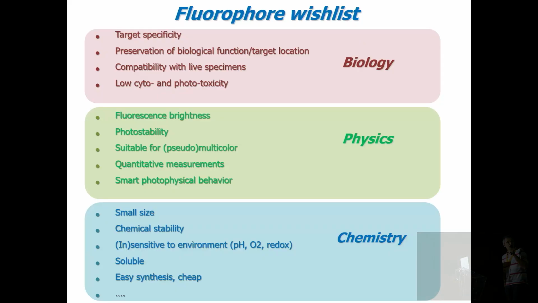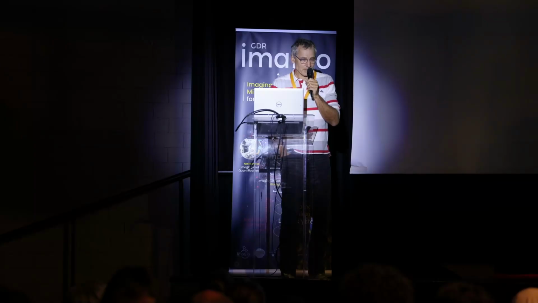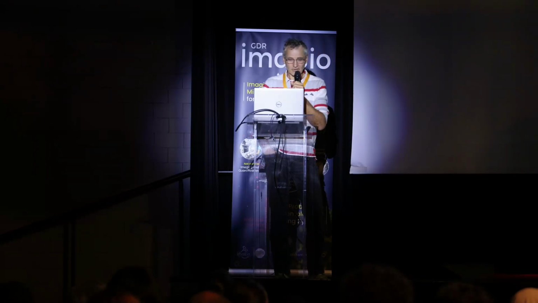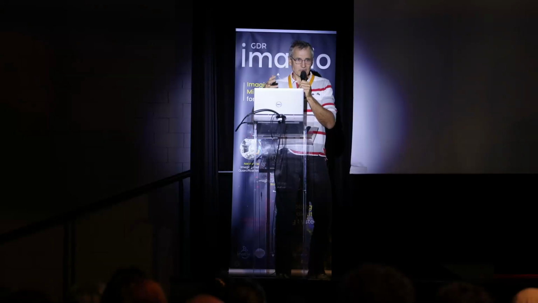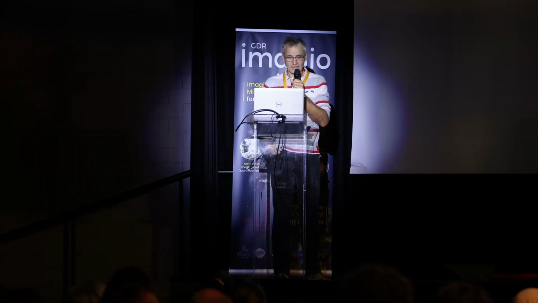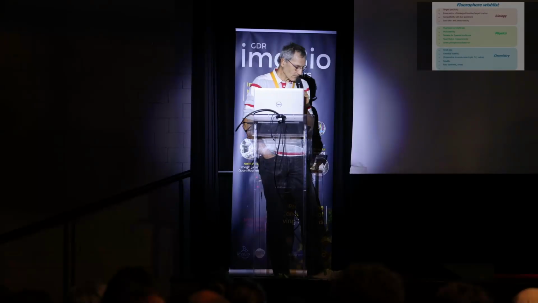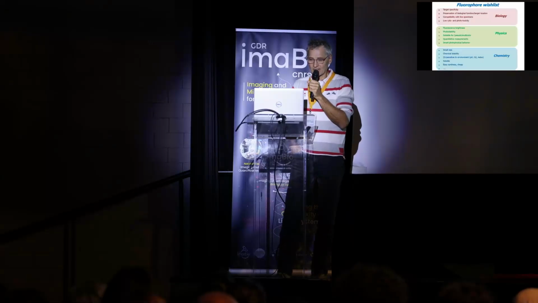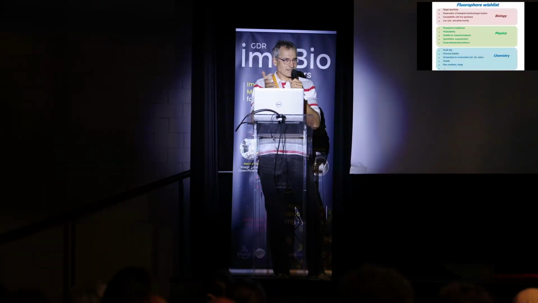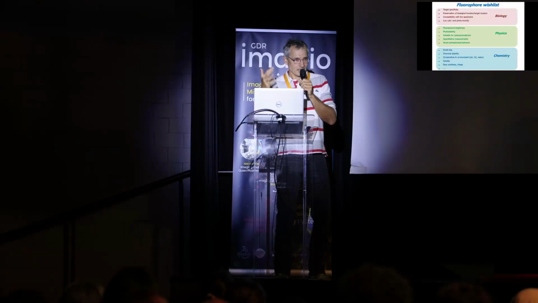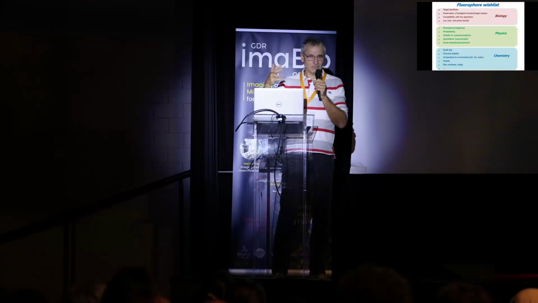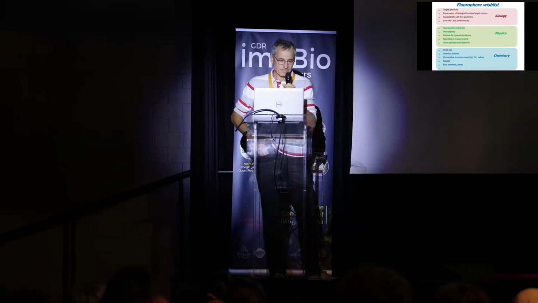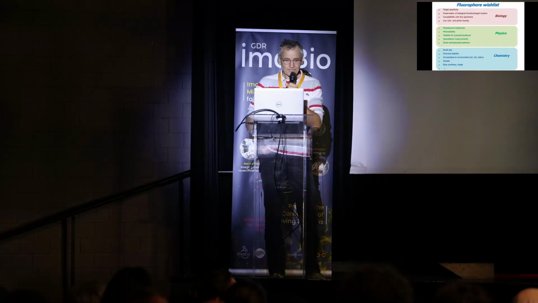When it comes to physics now, we all know we like bright fluorophores that spit out a lot of photons, but maybe even more importantly, we want photostable fluorophores so that in total we can get many, many photons out of single fluorophores. We want fluorophores of many colors if we want to do multicolor experiments, or perhaps we want to use tricks like different behaviors of fluorophores having the same color to produce kind of pseudo multicolor images. That can be very useful.